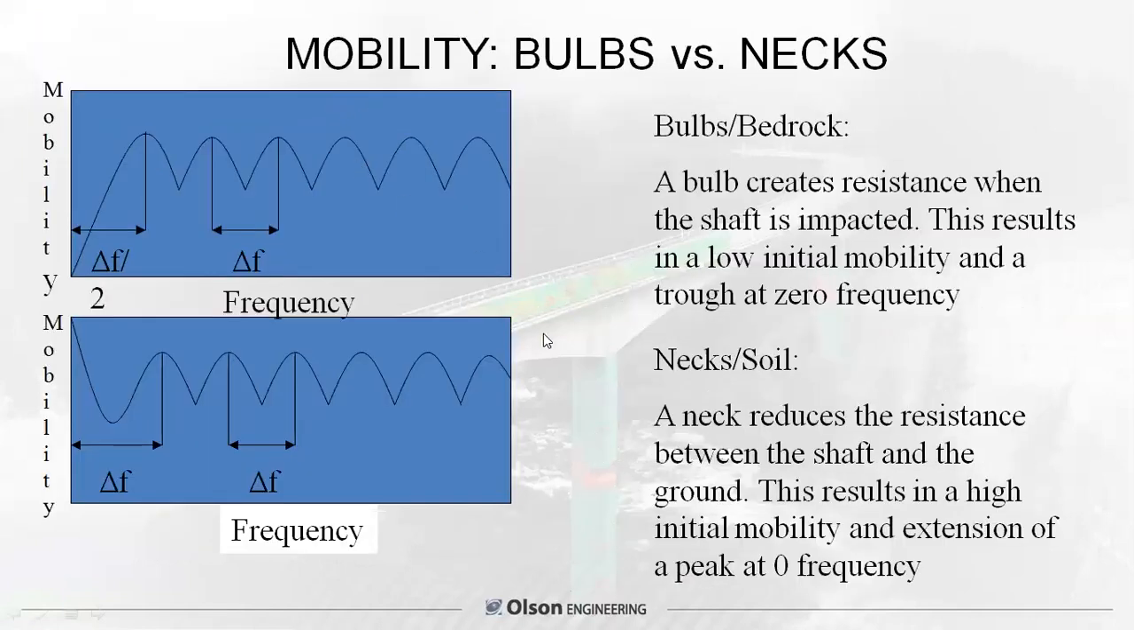In the impulse response method, we're measuring the change in frequency rather than the change in time. And I apparently neglected to put the equation on here, but the depth of the foundation is equal to the velocity divided by 2 times this delta F. That's the simple equation for the depth of a foundation in the impulse response method. What this slide is showing is that the mobility shifts by half of a frequency spacing when you have a bulb versus a neck.